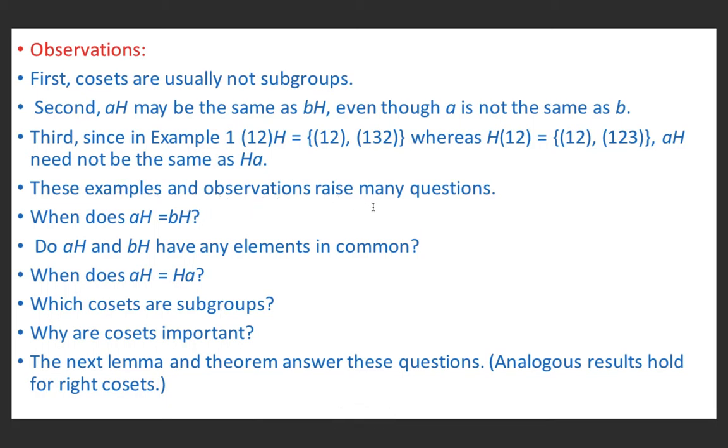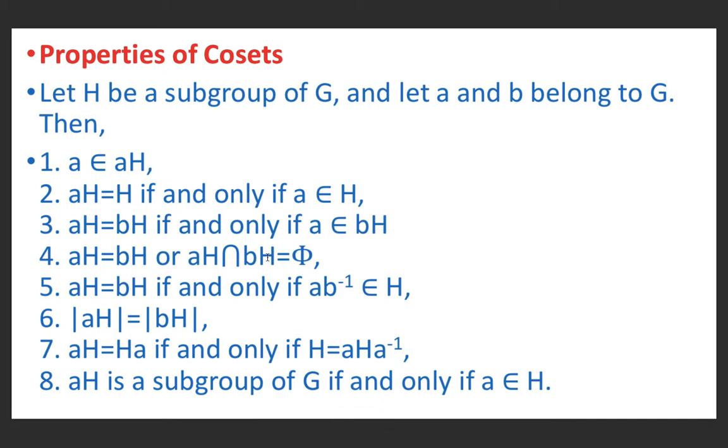These examples and observations raise many questions. When does aH equal bH? Do aH and bH have any element in common? When does aH equal Ha? Which cosets are subgroups? Why are cosets important? So in the next lemma, we answer these questions. And we call this the properties of cosets.